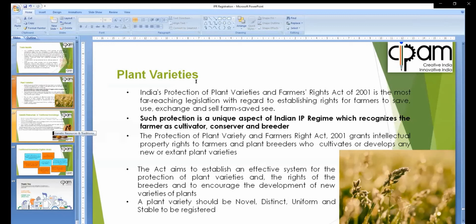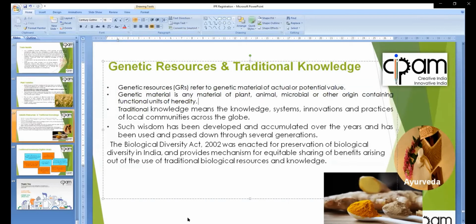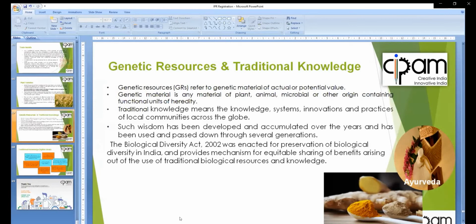So genetic resources, traditional knowledge. Genetic resources is again a very wide arena where the traditional knowledge holders have huge knowledge, and they are exploited by pharma companies. We know the very well-known case of basmati rice and turmeric, which were applied for patent in the USA, and CSIR fought for that and they won the case. Because we already have this knowledge in our Ayurveda, it is quoted.